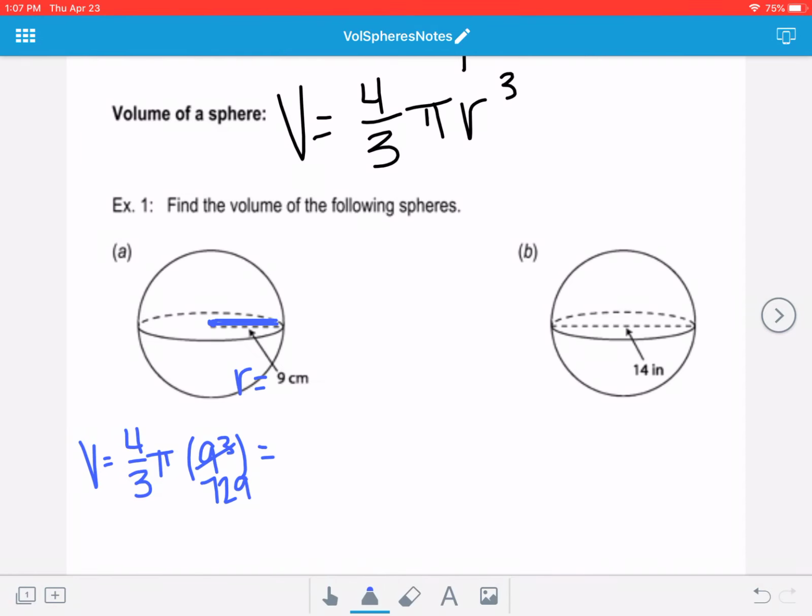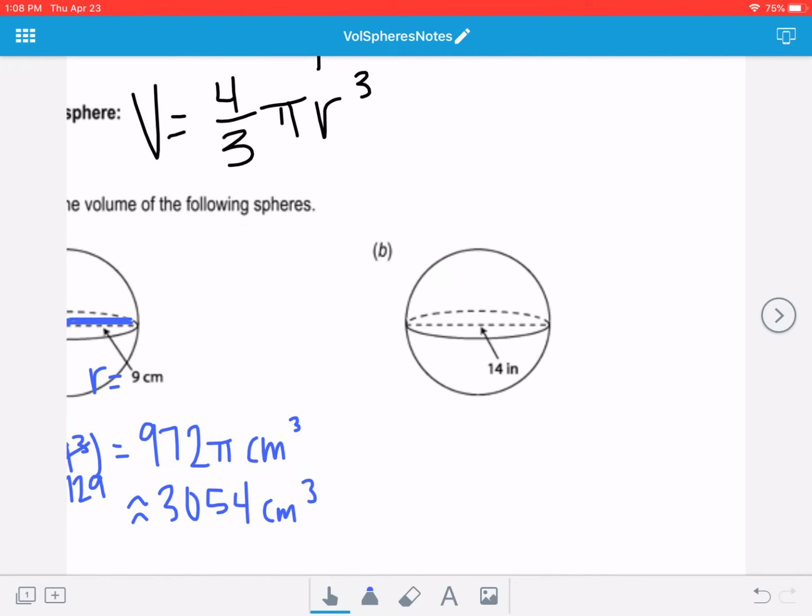What I like to do from there is take 729 times the numerator of 4 and then divide that by 3 when I take it times 4/3. So this would be 972 pi centimeters cubed. Now if I asked you to round it, then you'd have to put it in your calculator, 972 pi, and that would get you about 3,054 centimeters cubed. Make sure you know how to use your calculator, whether you have a fraction button or what, but you need to know how to use your calculator.